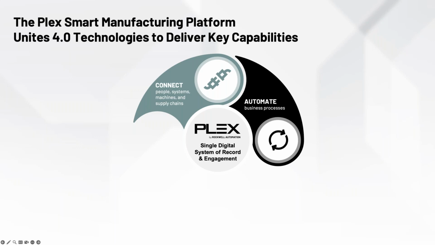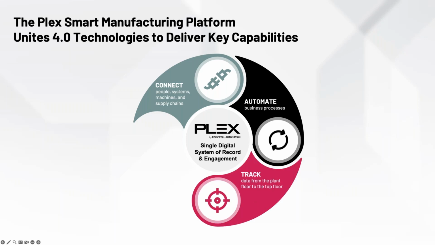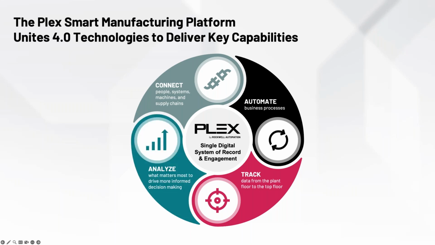Plex automates those business processes to drive efficiency and remove error-prone manual processes and systems. And finally, with a connected automated system, Plex tracks that data from plant floor to top floor, giving total visibility to anyone in the company, to any data they need, whether that be production data all the way up to cost data. And Plex enables manufacturers to analyze what matters most to drive more informed decision-making rather than basing decisions simply on gut calls.